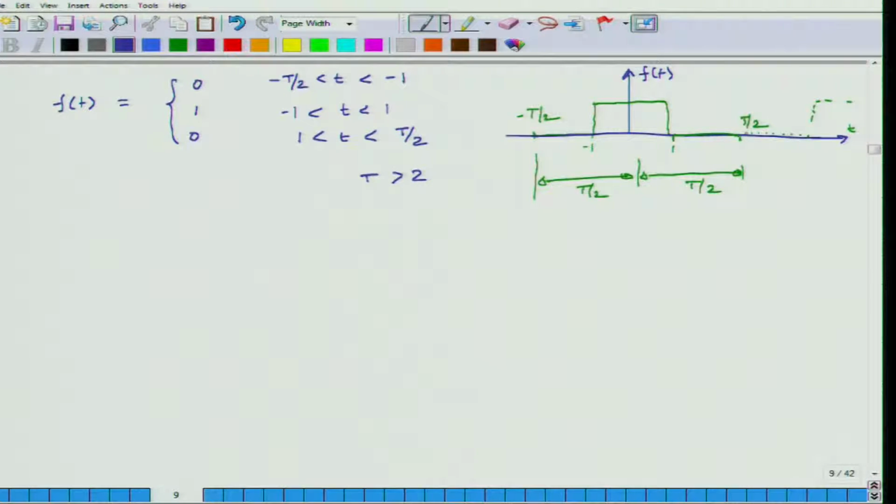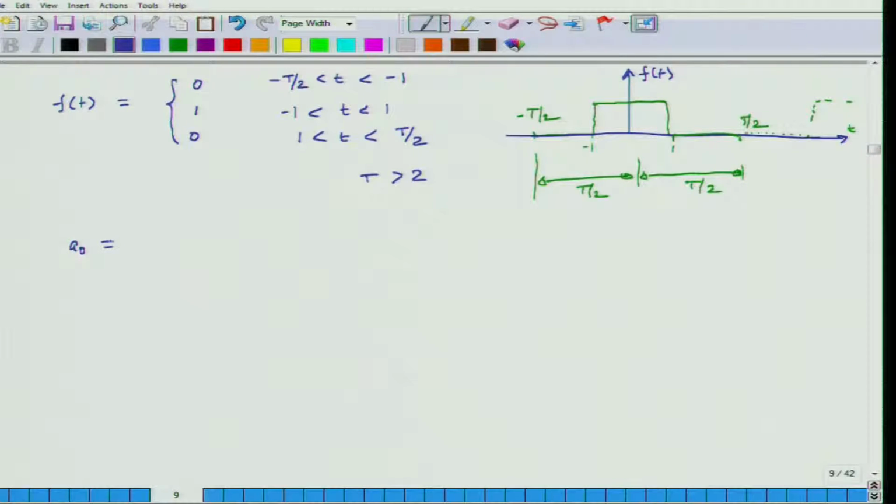We will compute the values of a0, an and bn for this function. It's a fairly straightforward process, and then we will make certain observations about what happens to the values of an, bn and a0 as T increases, and how close they become to each other. That's what we are going to look at.